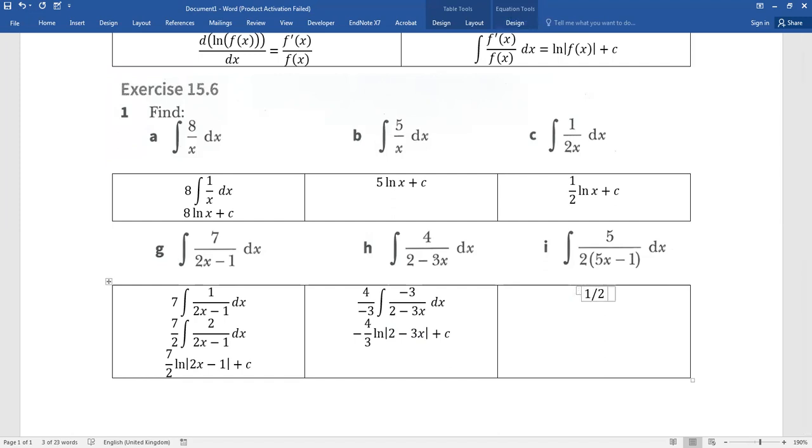Yes, sir. You can just take 1 over 2 outside and you have ln of 5x minus 1 plus c.